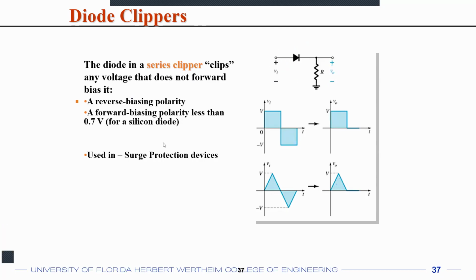In circuits where you do not want the negative polarity to affect your output, for example some kind of surge protection circuit, you can use the diode clipper.